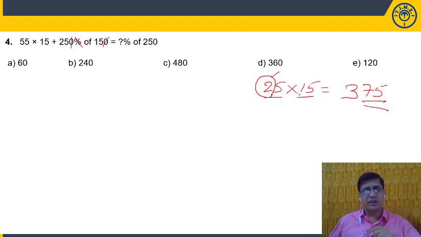Now here the tens digit is 1, here the tens digit is 2. So 2 square minus 1. For example, if it is 3 then 3 square minus 1. If it is 4 then 4 square minus 1. Am I clear? Right. So what is it? 25 into 15 is equal to 375. On the right hand side, what is there? Question mark percent of 250.